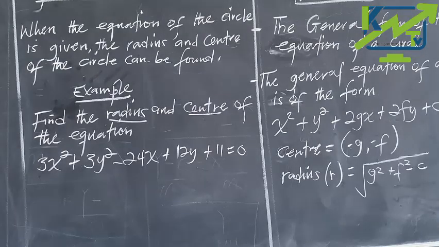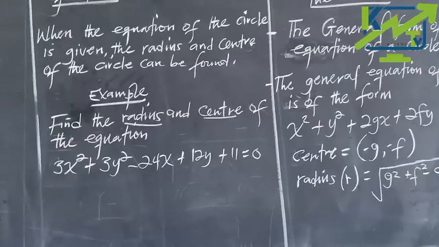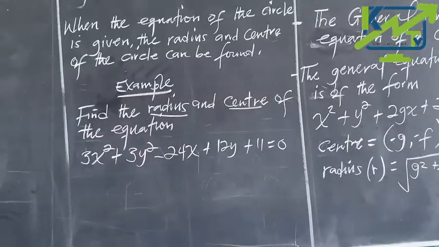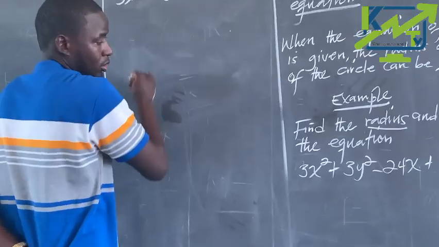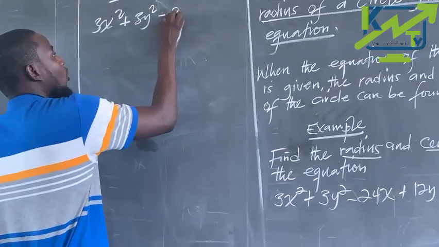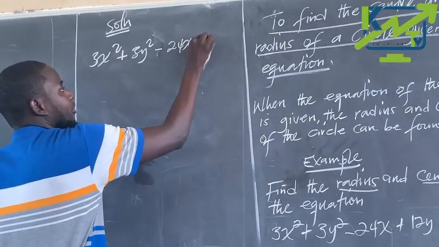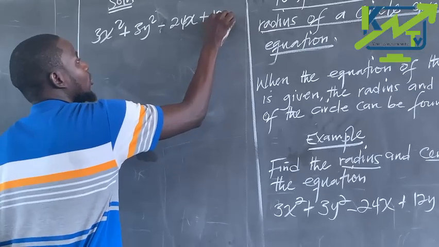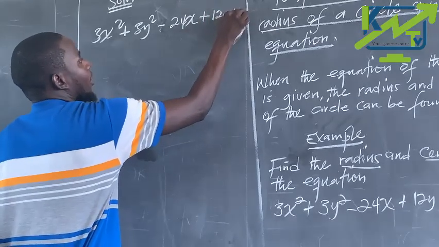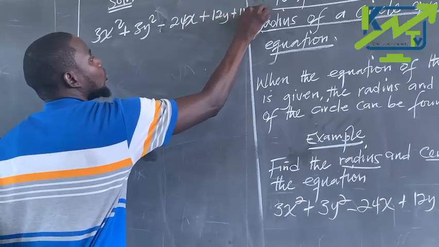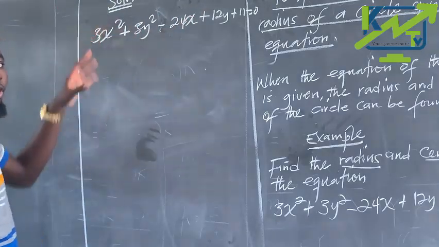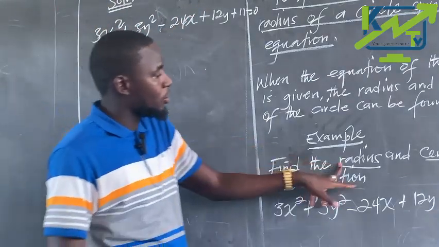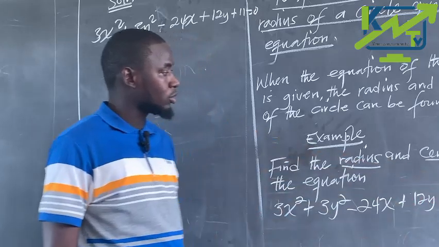So let's look at this one. The solution: we have 3x squared plus 3y squared minus 24x plus 12y plus 11 equal to 0. This is the equation given to you, and the question is asking you to find the radius and the center of the circle.